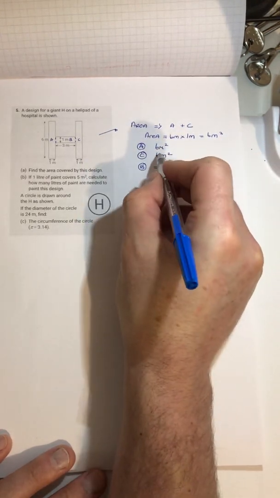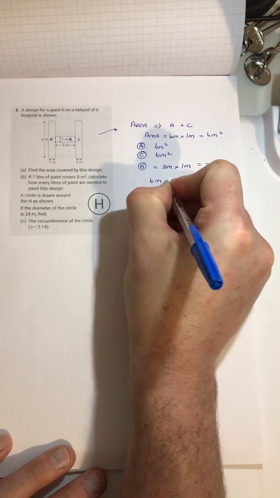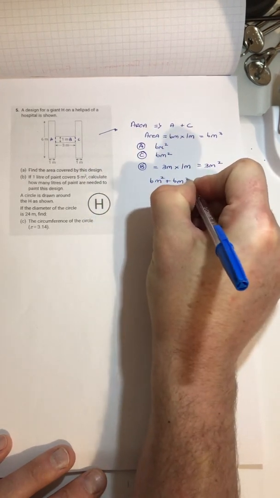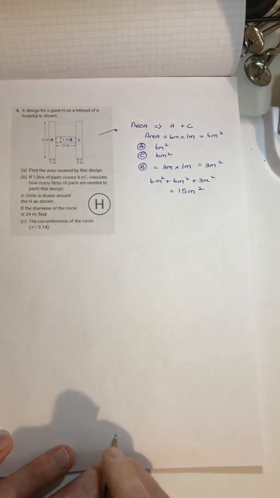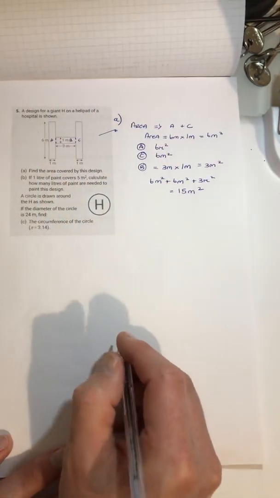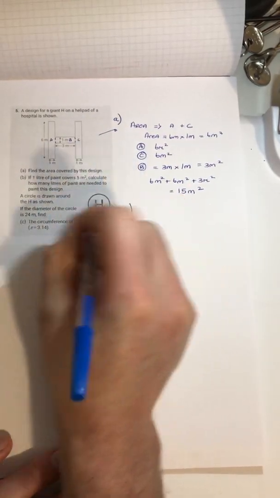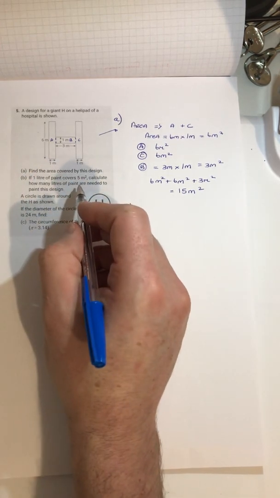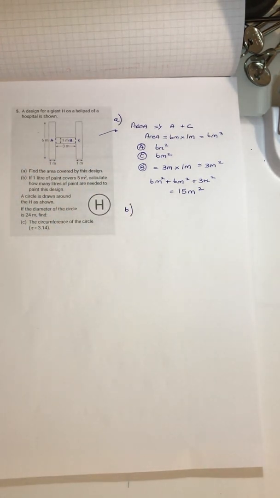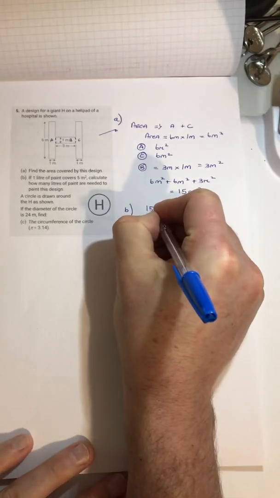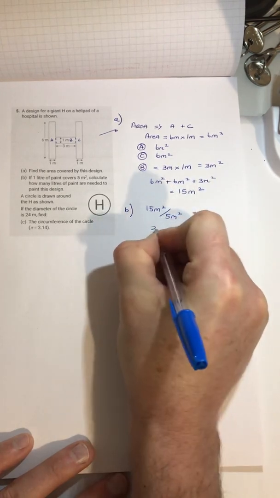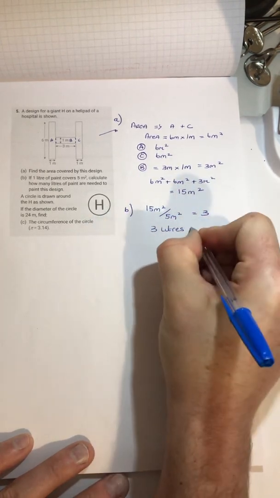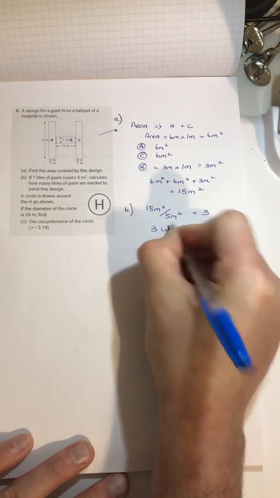So therefore 6 meters squared plus 6 meters squared plus 3 meters squared is equal to 15 meters squared. Okay, that's part A. And then for part B, 1 litre of paint covers 5 meters squared, so we want to see how much paint is needed. So 15 meters squared divided by 5 meters squared is equal to 3, so therefore 3 litres needed.